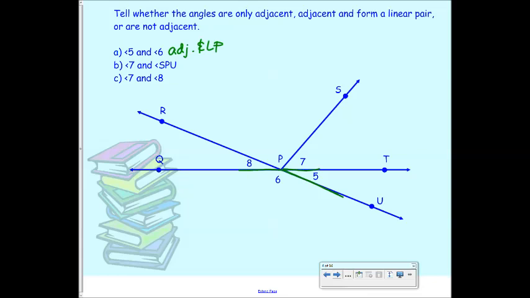7 and SPU. So where is SPU? Where does SPU start? Right up here, and then it goes down here and then to the U. Okay, so there's SPU, and then here's angle 7. Are those adjacent? It's kind of confusing. Why do they look like they're adjacent? Do they share a wall? Yeah, they share a wall. Why aren't they actually adjacent, though?